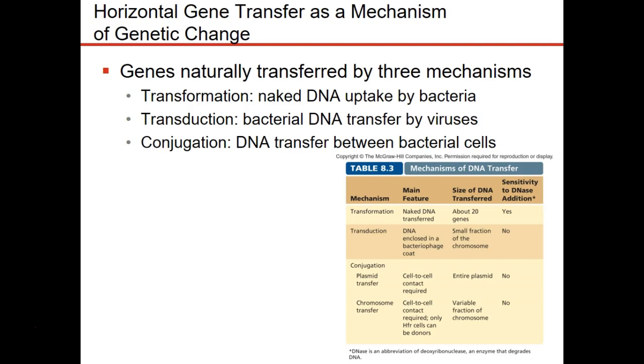Transduction is the transfer of DNA via a bacteriophage, so a bacterial virus. And then conjugation is transferred directly from one cell to another cell within the same generation using a sex pilus.